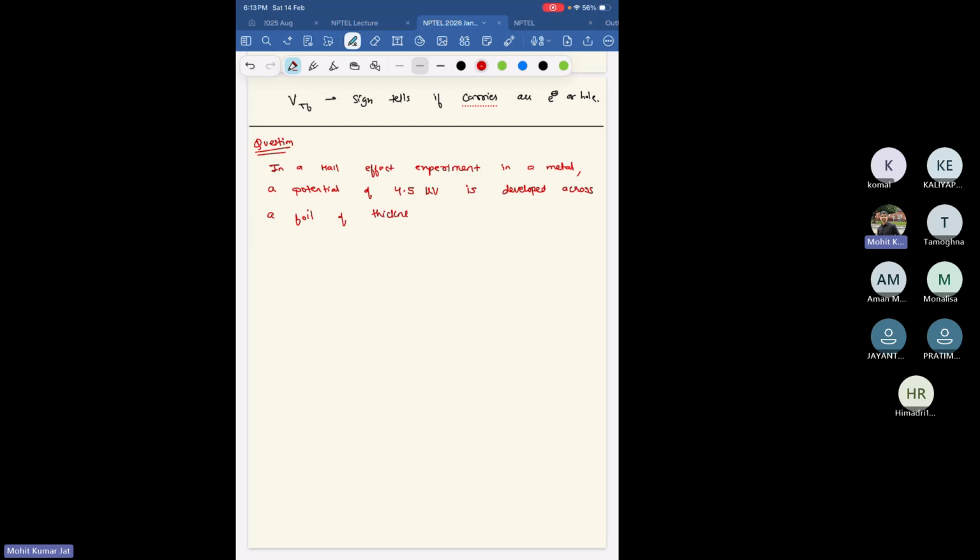Foil of thickness 0.02 mm. Now it says that when a current (1.5 ampere) is passed in a direction perpendicular to the magnetic field of 2 Tesla. 2 Tesla is a large magnetic field.